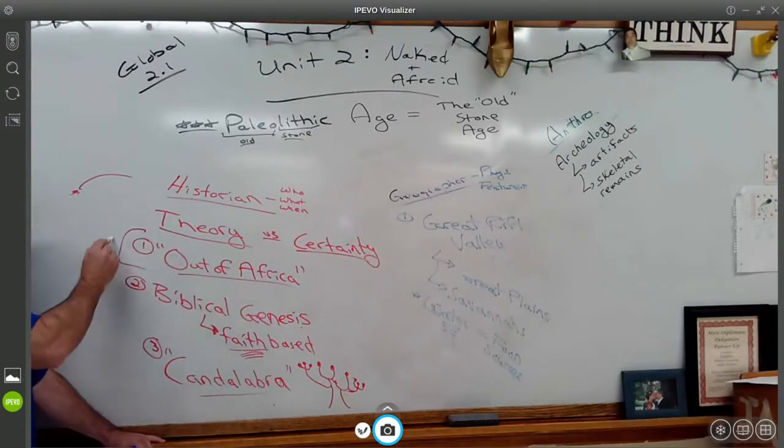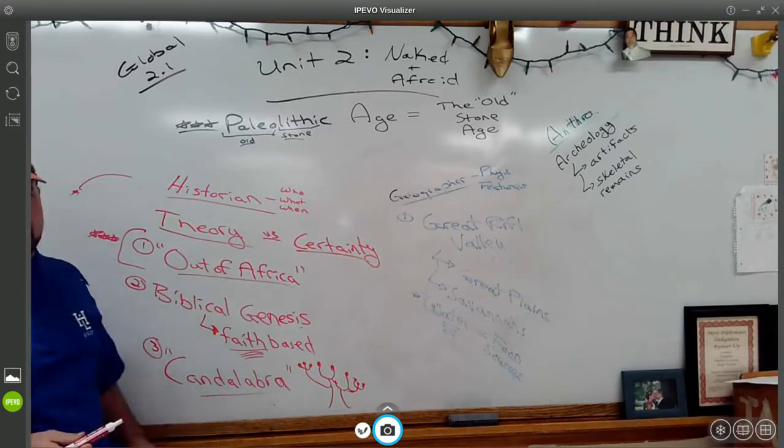Again, for our money, we're focused on the out of Africa theory. That seems to be the one with the most socio-scientific evidence.